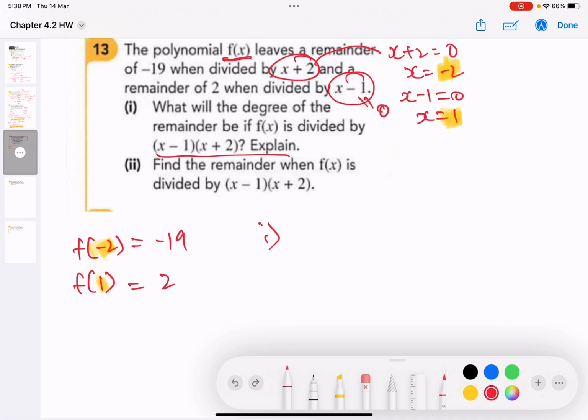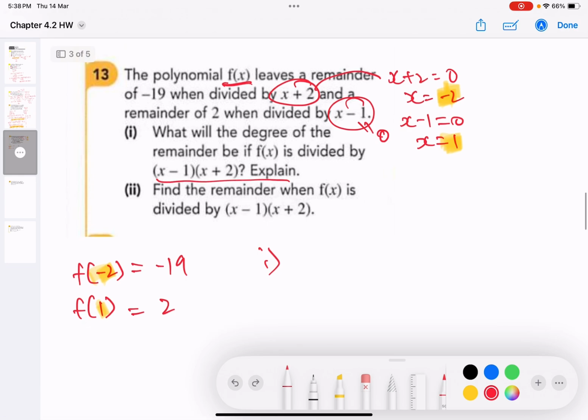But are these factors? No, these are not factors because we know that they give remainders, right? We know that if it's divided by x plus 2 and divided by x minus 1, there are remainders of negative 19 and 2 respectively. So we know that it is not a factor. So there is a remainder. So the remainder would have to be degree 1.